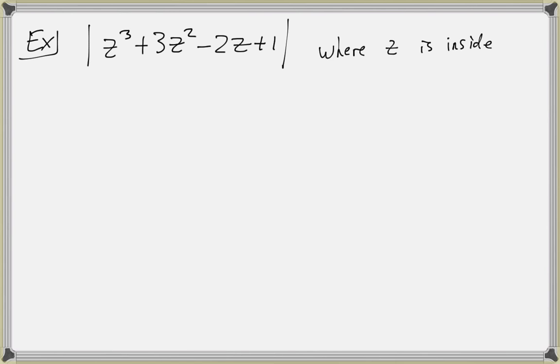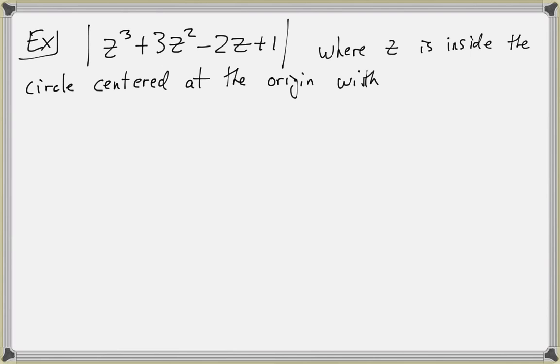Consider the quantity absolute value of z cubed plus 3z squared minus 2z plus 1. We can find an upper bound for this quantity where z is inside the circle centered at the origin with radius 2. So this will be useful in later proofs involving these types of expressions. So we're going to try to find an upper bound for this quantity.